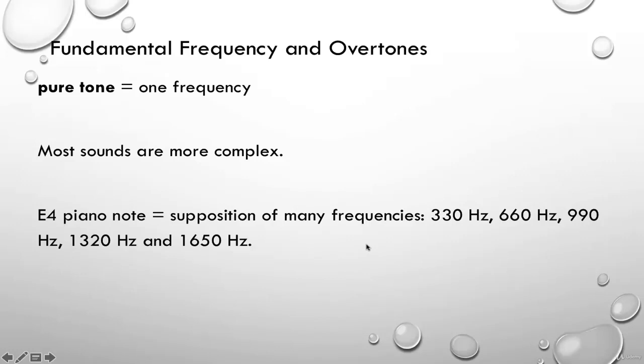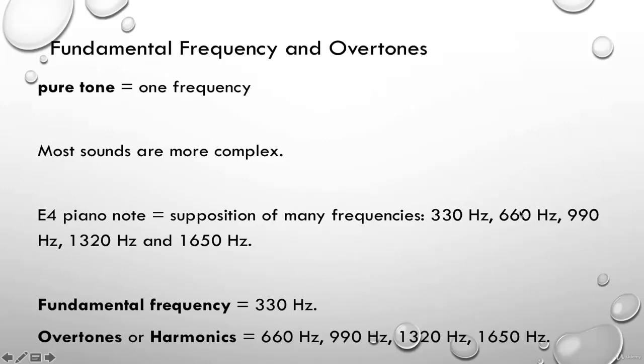That's how we can distinguish between, say, an E on a piano or an E on a trumpet: these frequencies will be different. For example, on the E4 note, it's 330 hertz, 660. Notice these are integer multiples of the first note. The first note is called the fundamental frequency. That's the note of E4, and all the other notes are multiples of it, which give it that rich tone. The other notes are called the harmonics or the overtones.